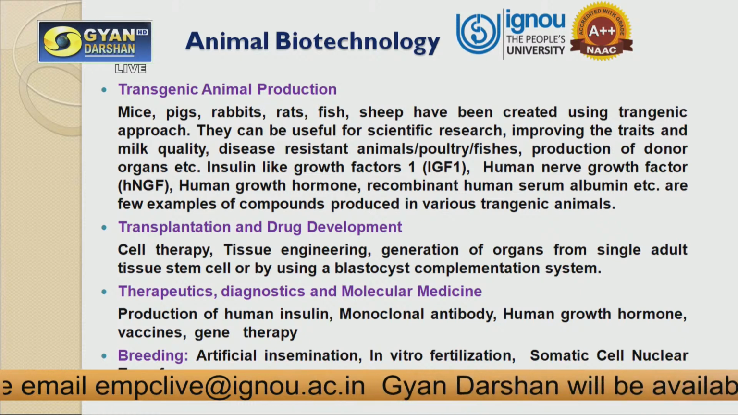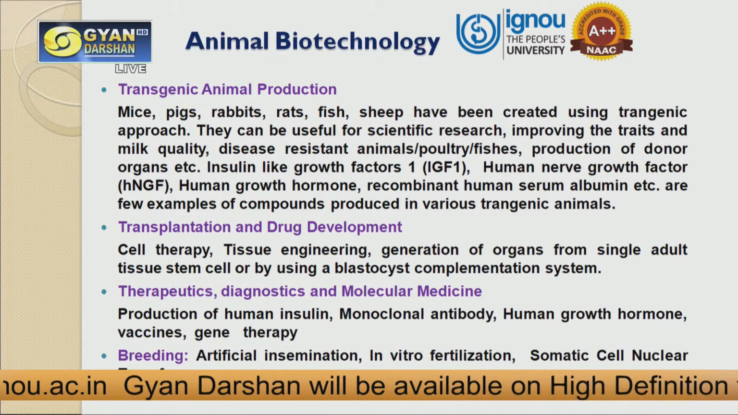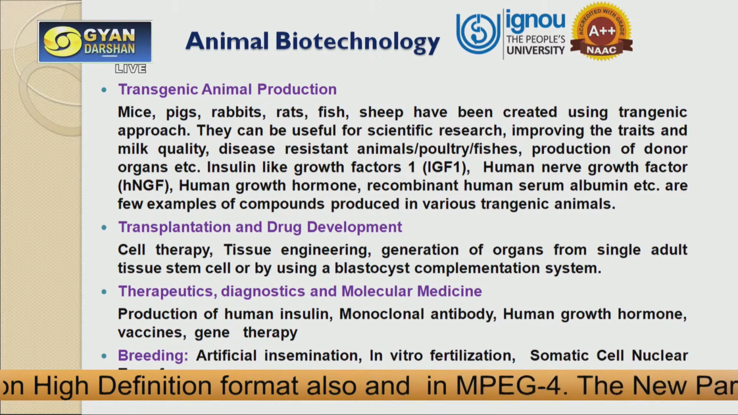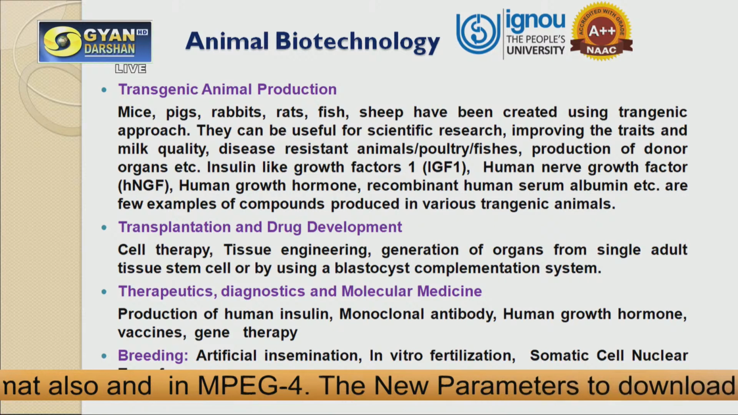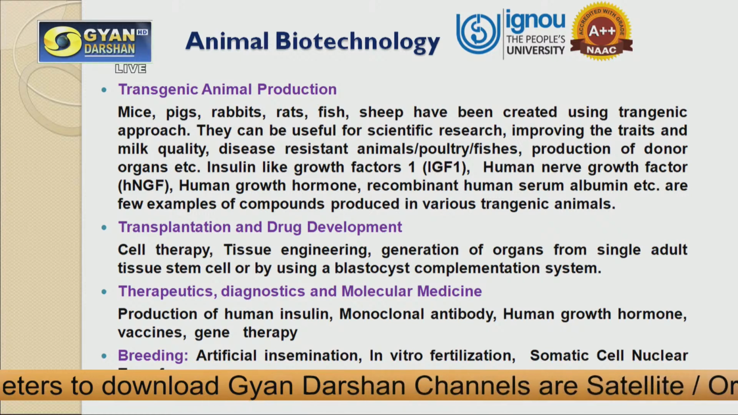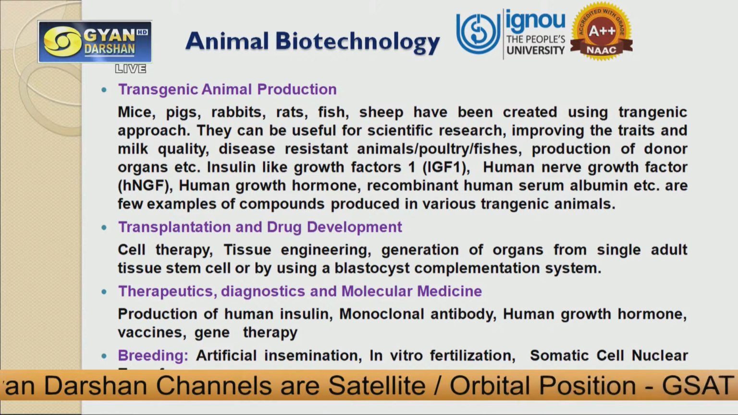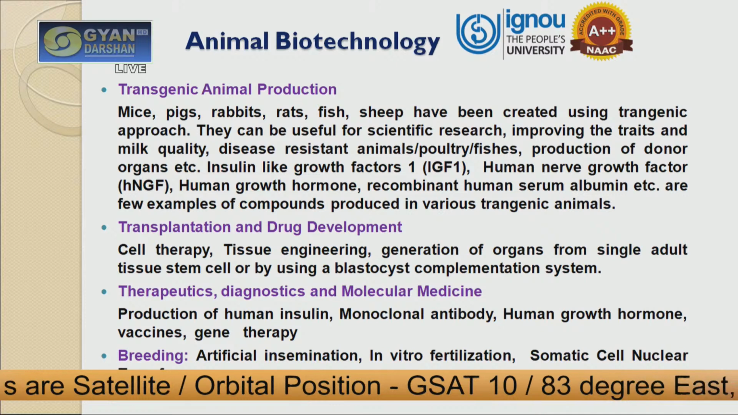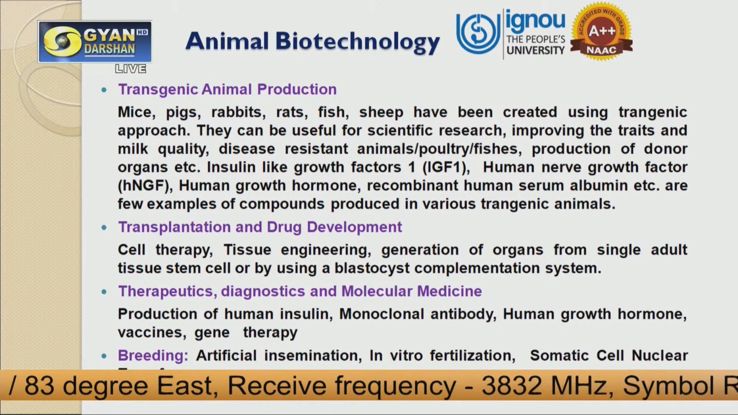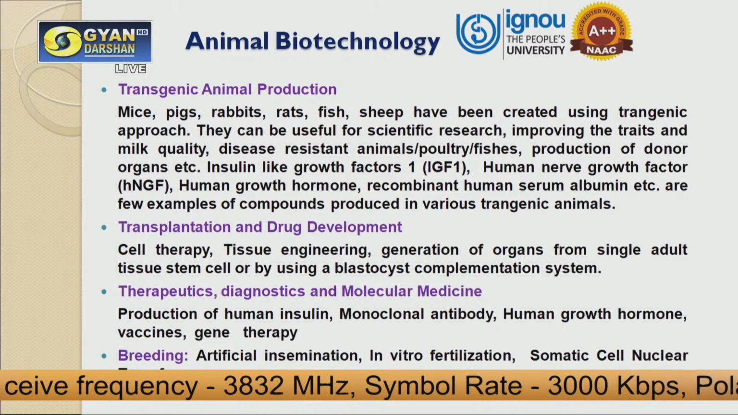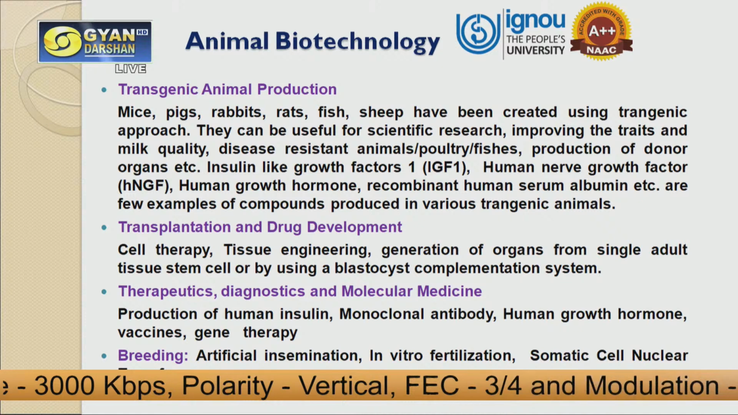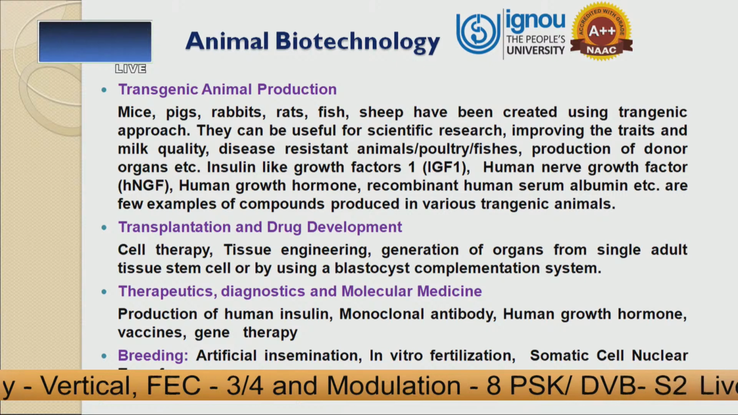So production of donor organs, as I have already discussed, can be achieved using animal biotechnology. Insulin-like growth factor IGF-1, human nerve growth factor HNGF, human growth hormone, recombinant human serum albumin, etc. There are many examples which can be produced now by developing a transgenic animal. Another application lies in transplantation and drug development, as discussed: cell therapy, tissue engineering, generation of organs from simple adult tissues, stem cells, or by using a blastocyst complementation system. This technology can be helpful.